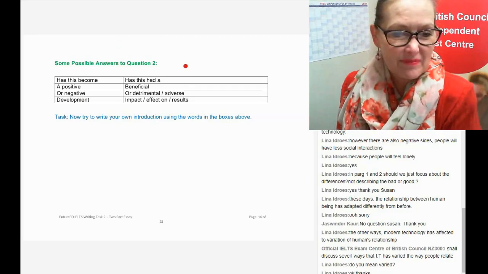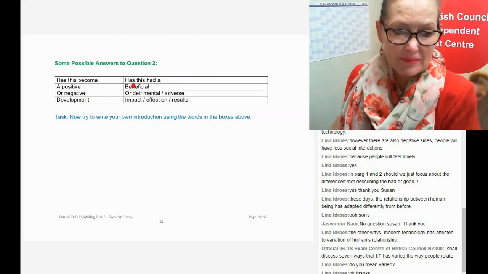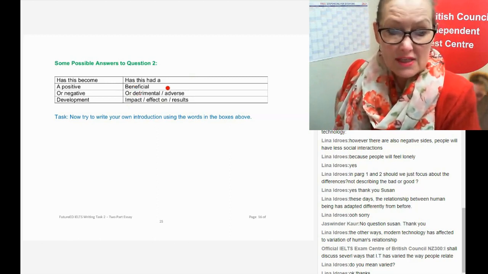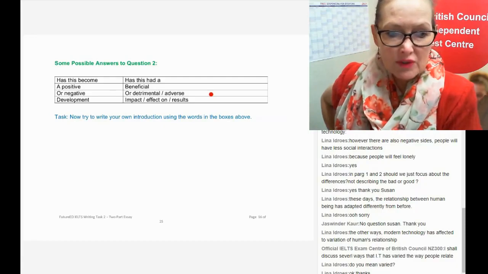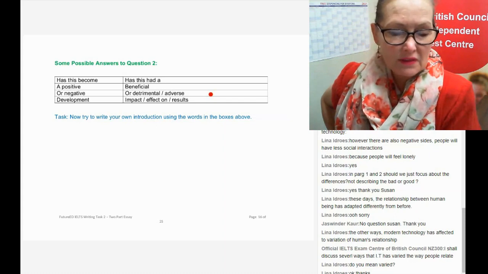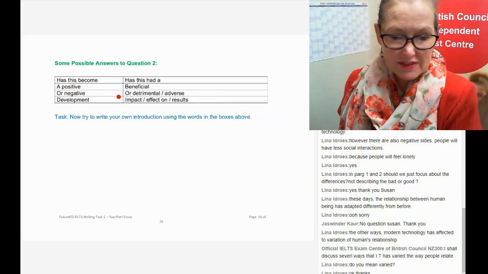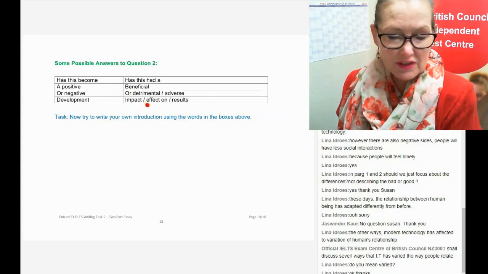Okay. So I'll give you a few minutes just to think: how would you change this has become a positive? Has this become a positive thing? How would you vary positive or negative? And how would you vary development? And let's move on to the next slide.